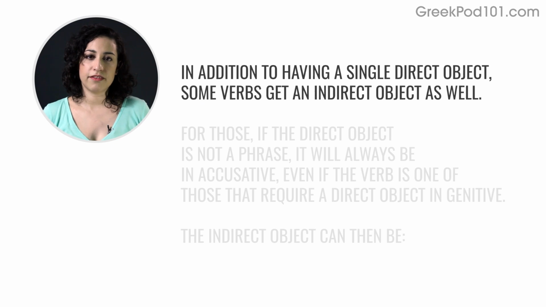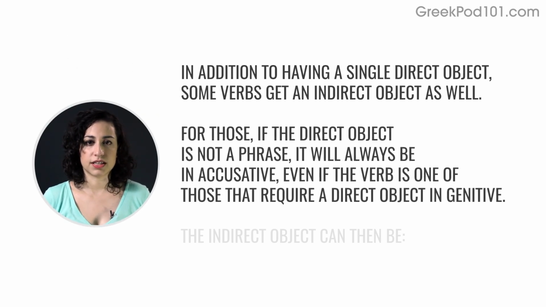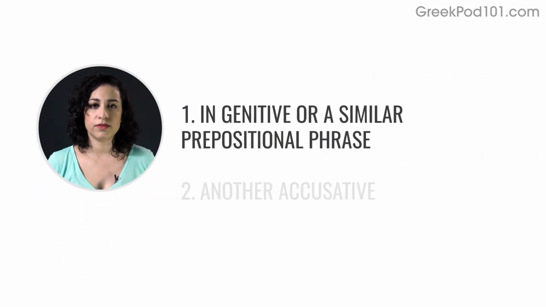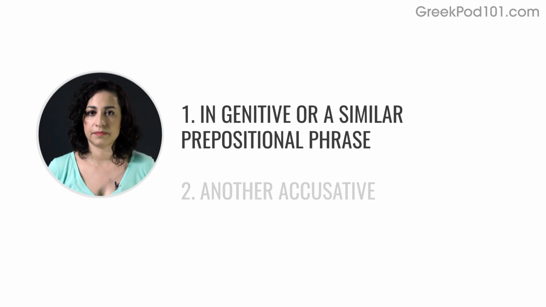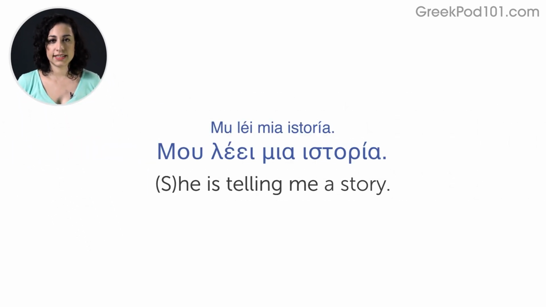In addition to having a single direct object, some verbs get an indirect object as well. For those, if the direct object is not a phrase, it will always be in accusative, even if the verb is one of those that require a direct object in genitive. The indirect object can then be, number 1, in genitive or a similar prepositional phrase. Number 2, another accusative.